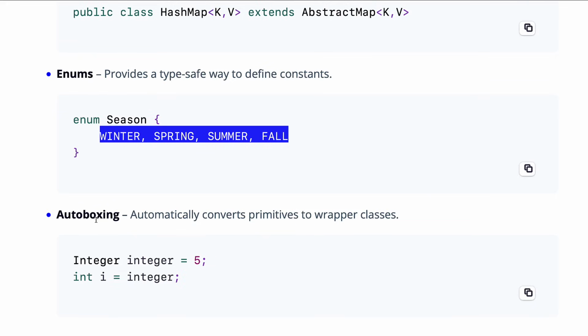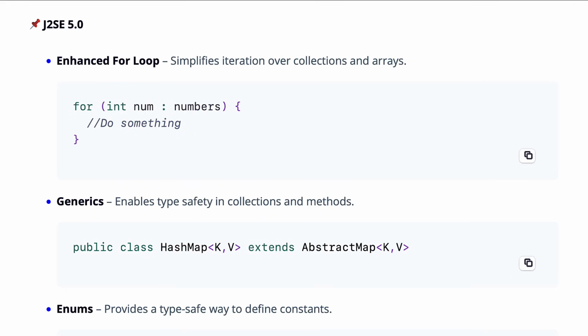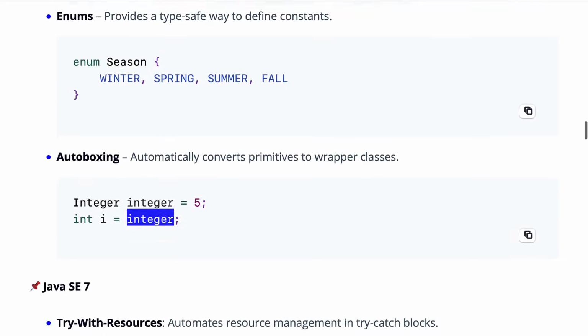Next is auto-boxing. It automatically converts primitives to wrapper classes and the reverse as well. So you can do Integer i equals 5. 5 will be converted into an Integer. You can also do the reverse. You can say int i equals Integer. This would convert a wrapper class into a primitive. Important features in Java 5 include enhanced for loop, generics, enums, and autoboxing.